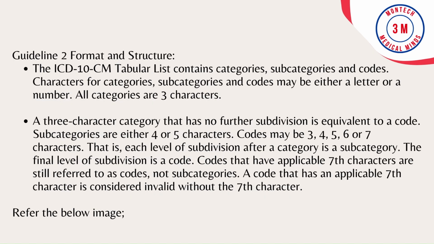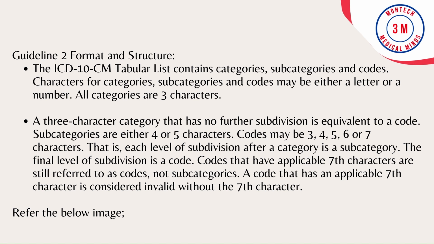Guideline 2, Format and Structure. The ICD-10-CM Tabular List contains categories, subcategories, and codes. Characters for categories, subcategories, and codes may be either a letter or a number. All categories are 3 characters. A 3-character category that has no further subdivision is equivalent to a code. Subcategories are either 4 or 5 characters. Codes may be 3, 4, 5, 6, or 7 characters.